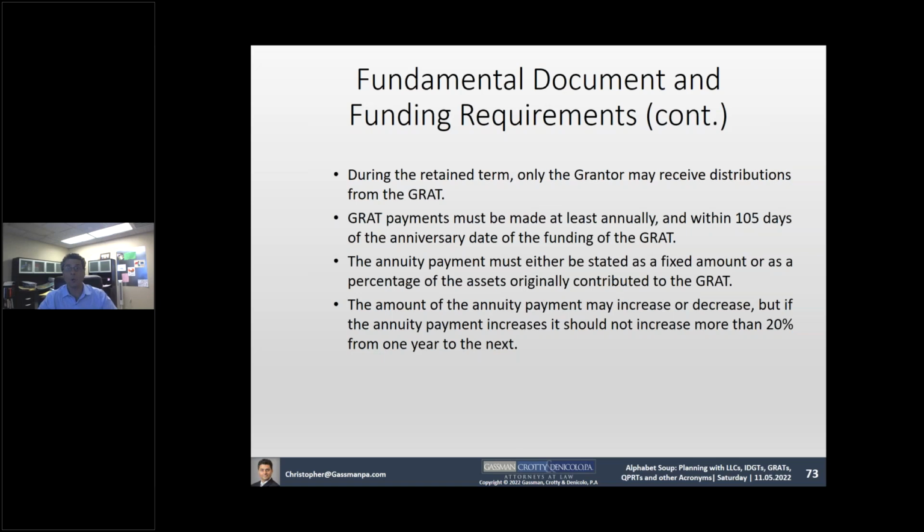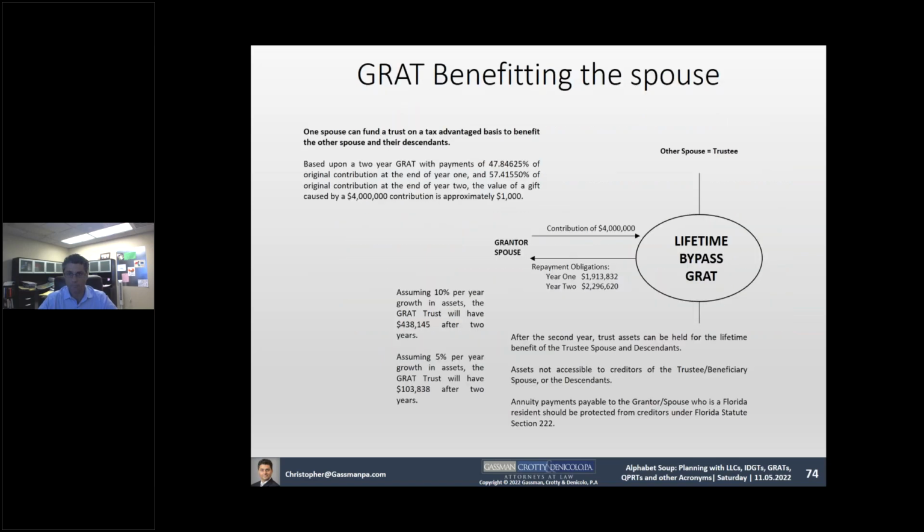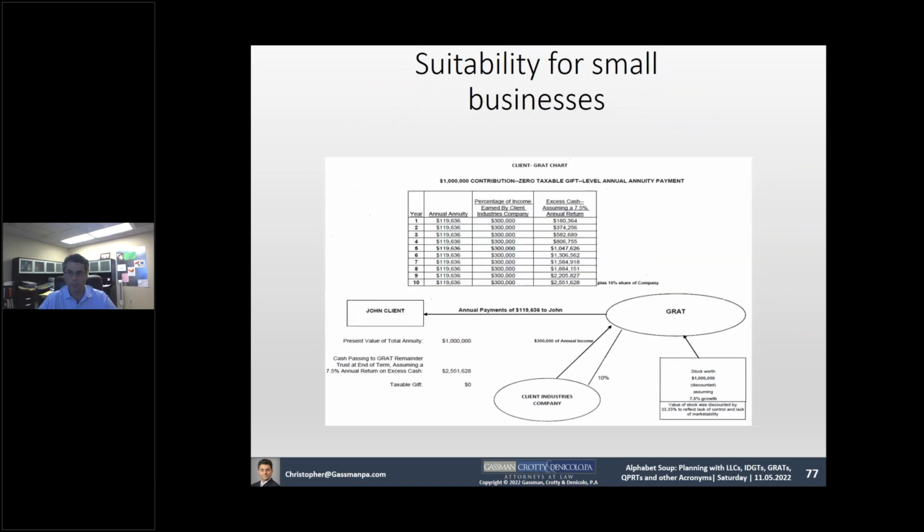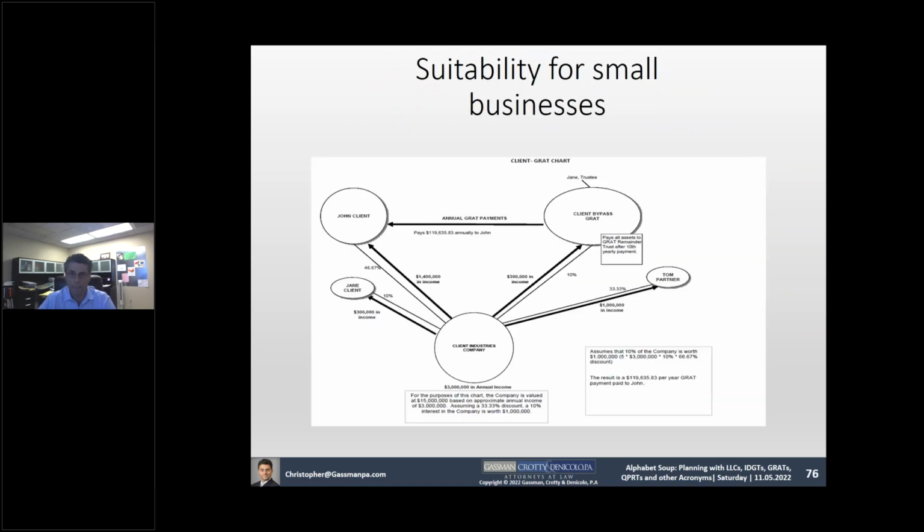And then, of course, you can increase the payments each year as long as the increase is not more than 20% over the prior year. So scrolling down here, this is one we did for a client.